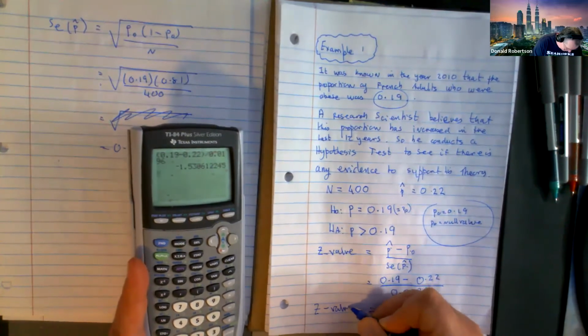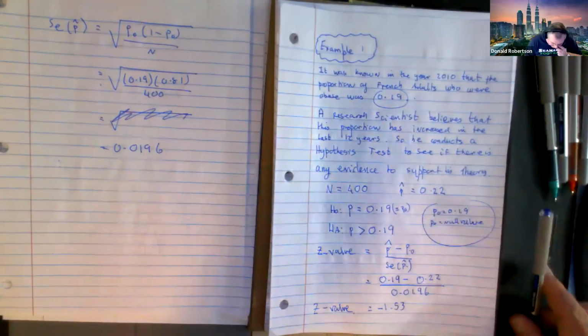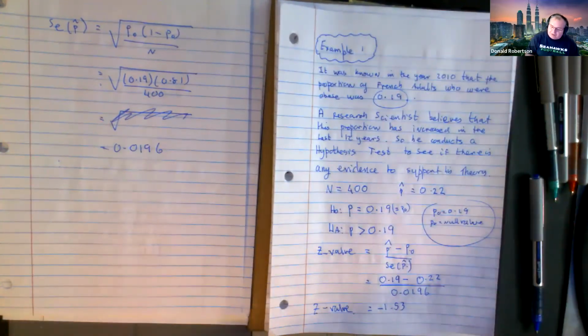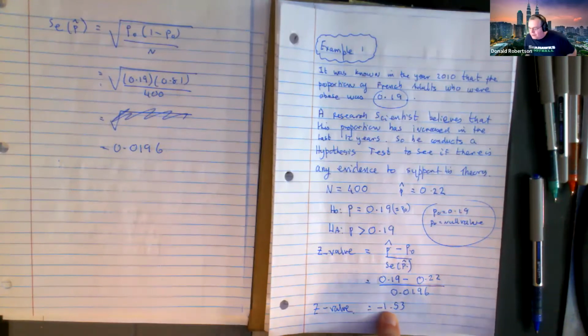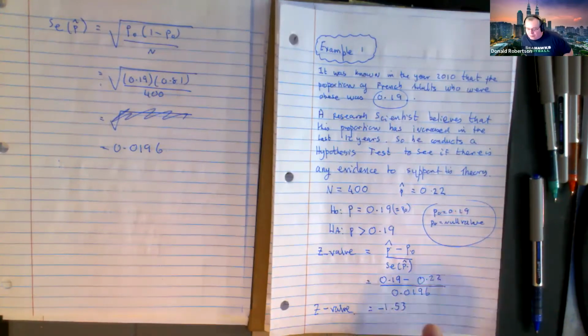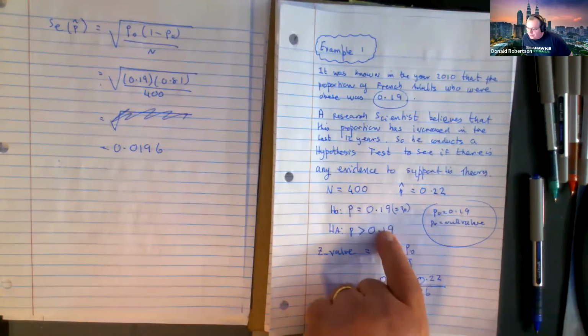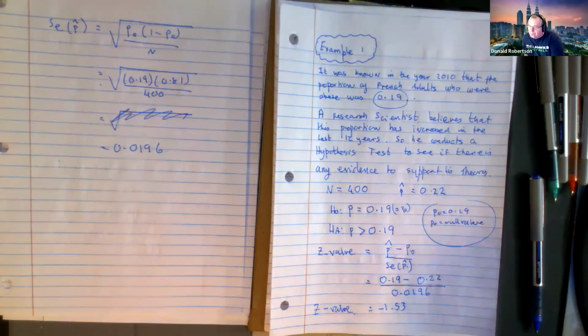Now, remember we said bigger than 3 or less than -3. That's not big enough, is it? So what we would say here is that we've not enough evidence to prove this is true.